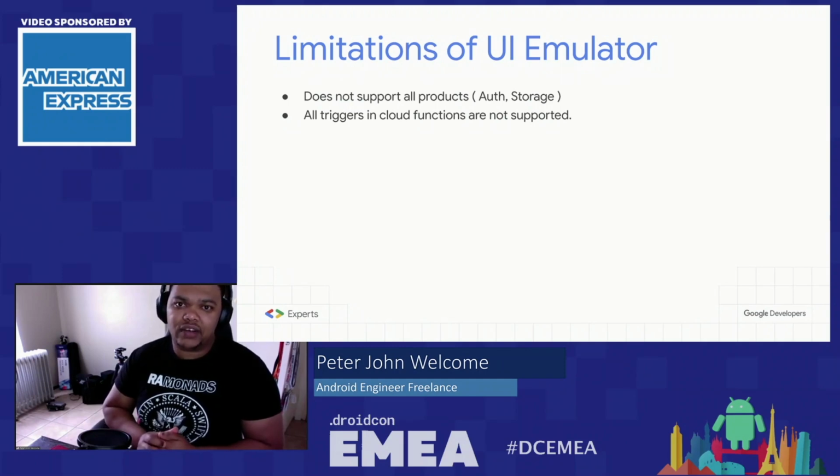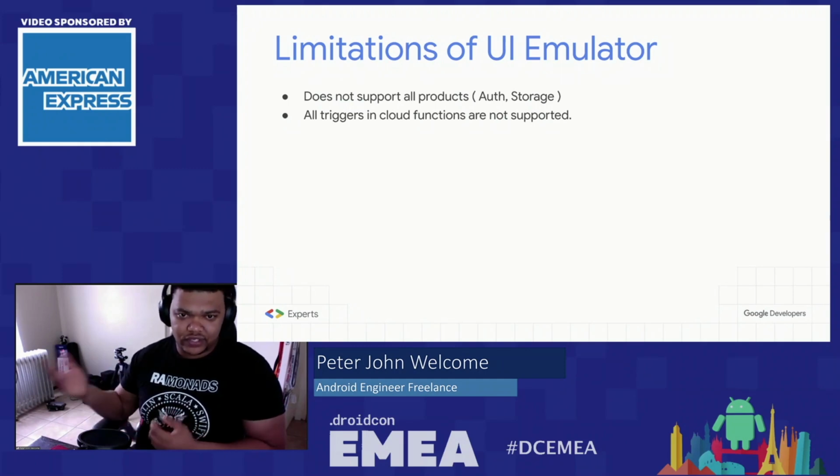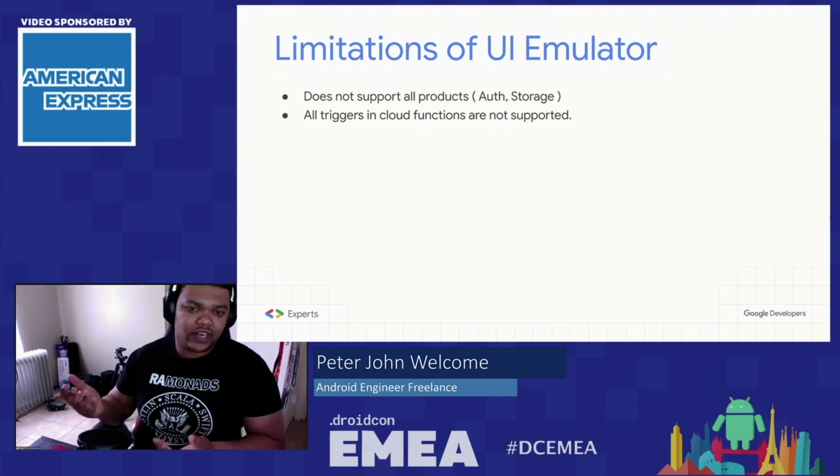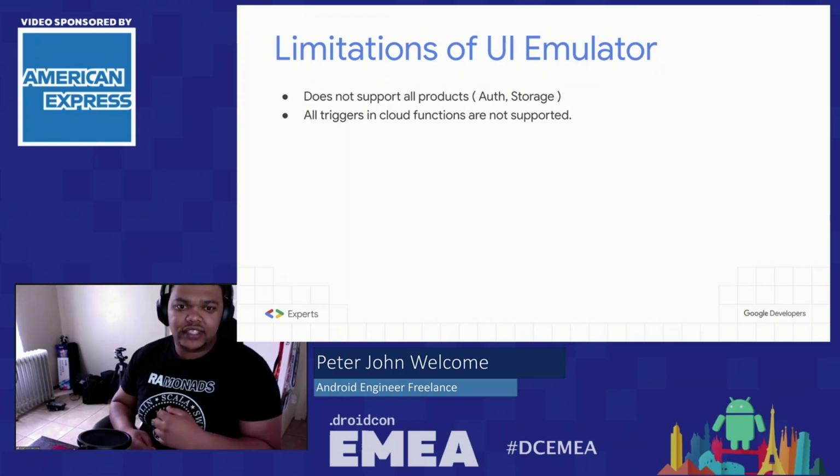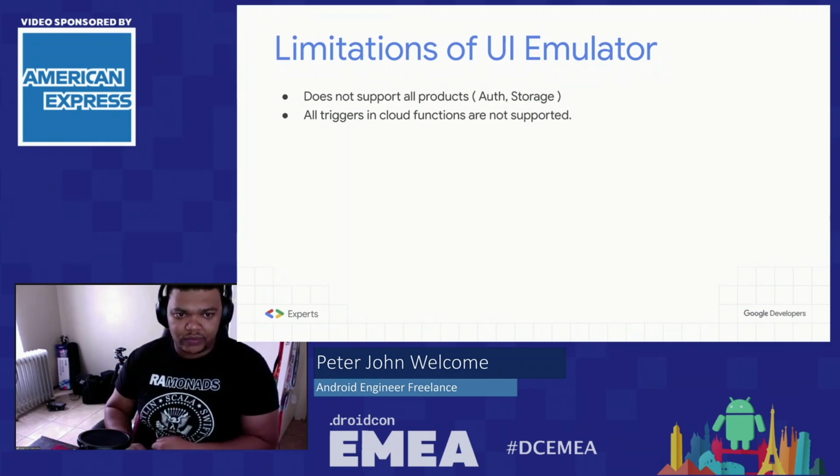So if you had a Cloud Function, as Cloud Functions are supported by the UI Emulator, and you had a trigger in there for someone that has just registered for your application, those won't trigger, because it's going to obviously try and trigger on your real Cloud Function that's running in the console. So just be aware of those limitations when you are playing around with the UI emulator.